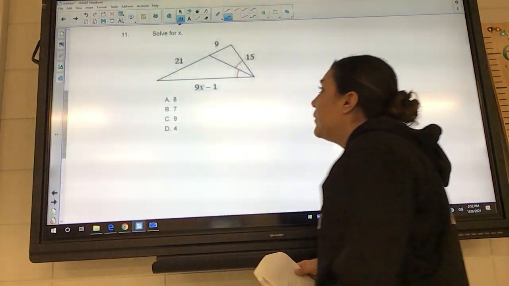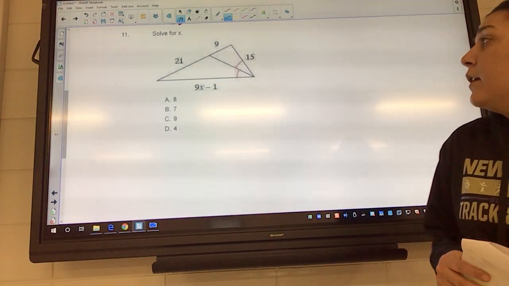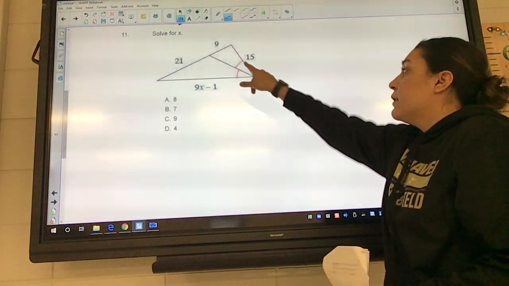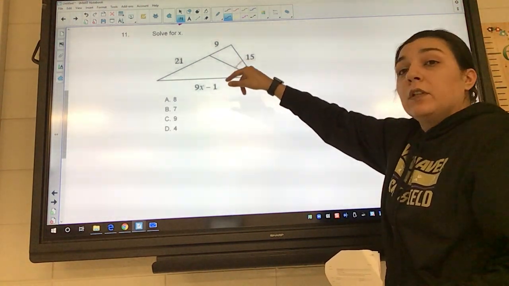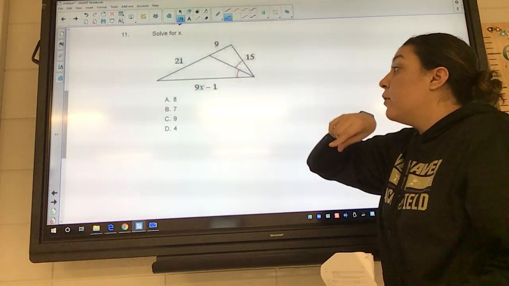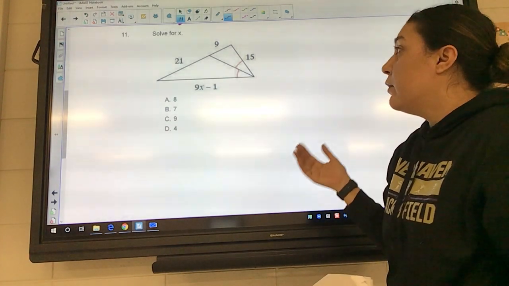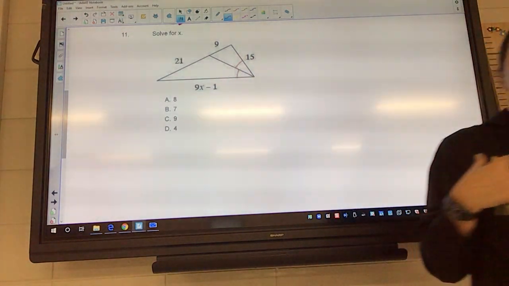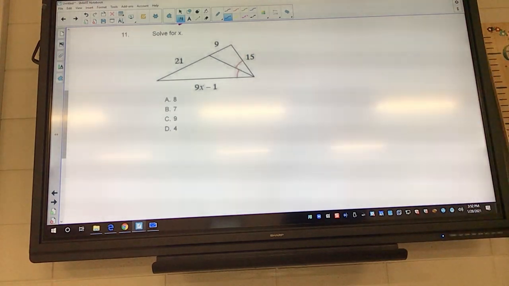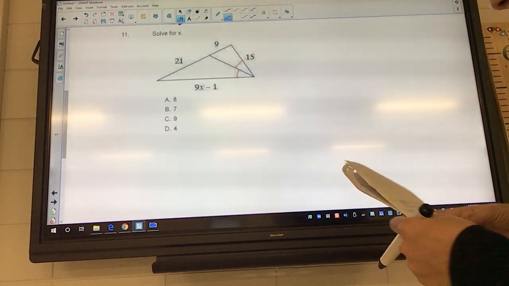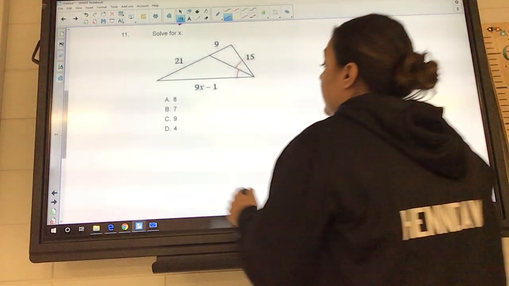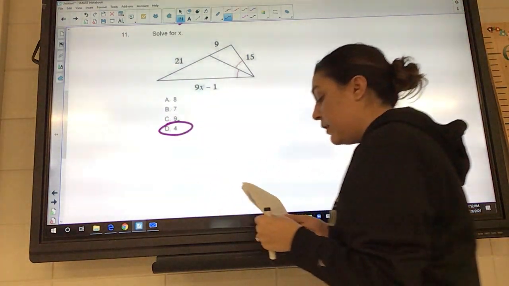Okay, 11, same thing. I want you to solve for X. Okay, and I do want you to note that these have those bows. It's a triangle inside of a triangle, and those have those bows. And we know that those bows mean that those 2 angles are congruent, okay? So 11 is D.